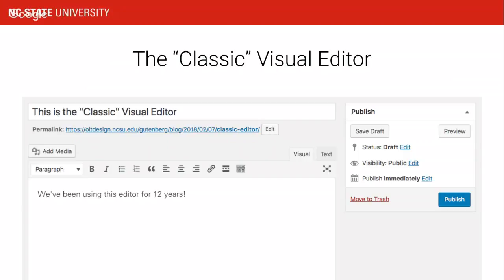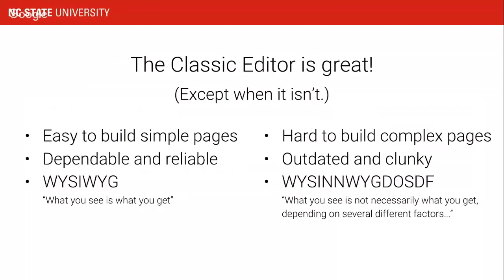And the classic editor, this visual editor that we've been using, it's great, except sometimes. What's great about it is it's really easy to use. If you are creating a simple web page with text and maybe a couple of images, it's really easy to get started. It's very similar to writing an email in Gmail or something like that. And it's dependable and reliable. One of the advantages of being a 12-year-old interface is that most of the bugs have been worked out by now. And then for a really simple web page, it's good for what you might hear called WYSIWYG. What you see is what you get. So, you type in your text and you publish your page, and you're pretty confident that the thing that you just typed in is exactly what it's going to look like when you publish.